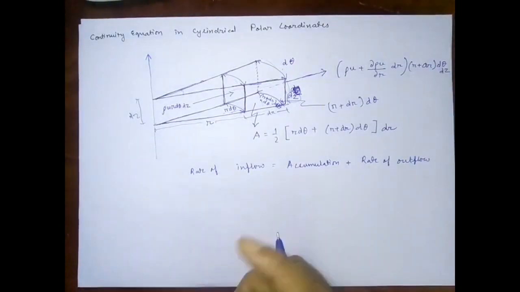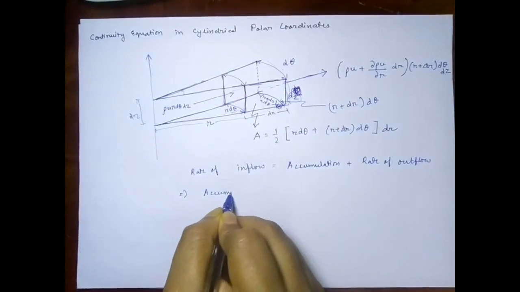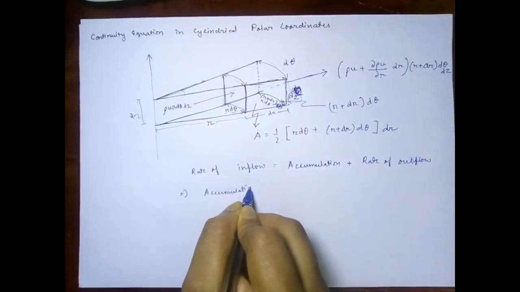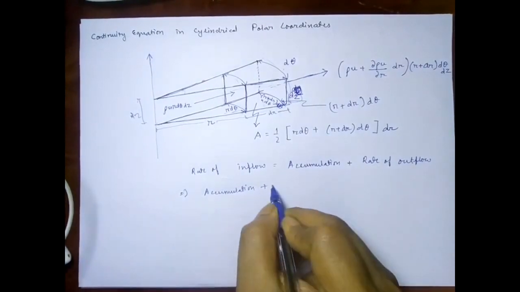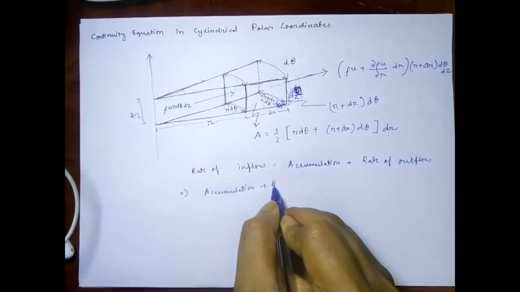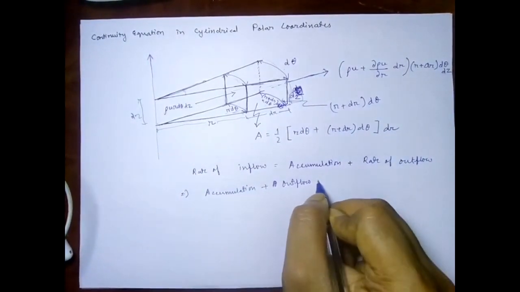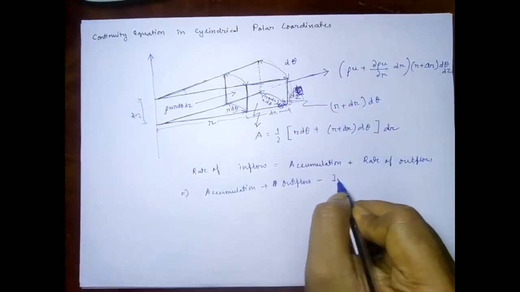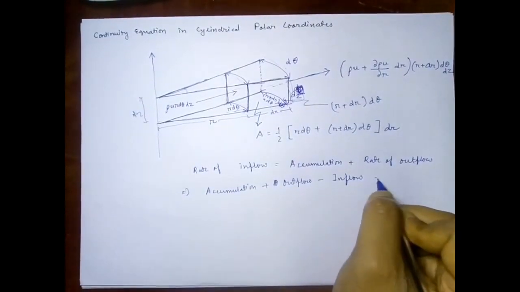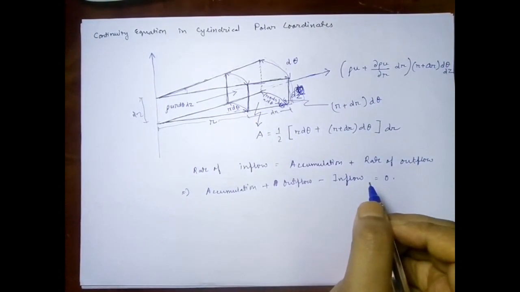Next, you can say that accumulation plus outflow minus the inflow is equal to 0, as it follows the conservation of mass.